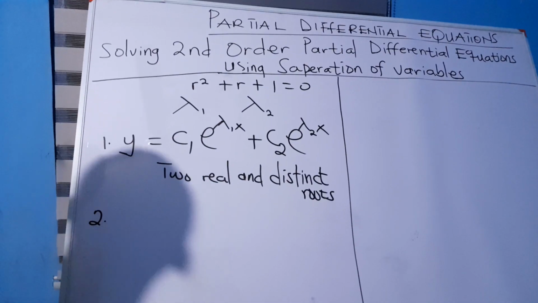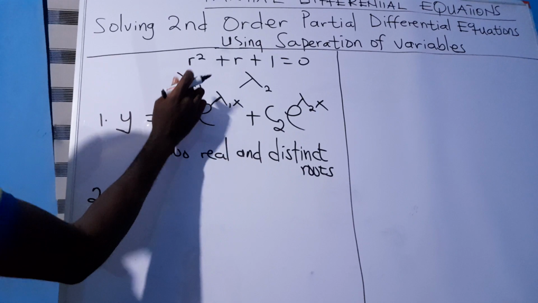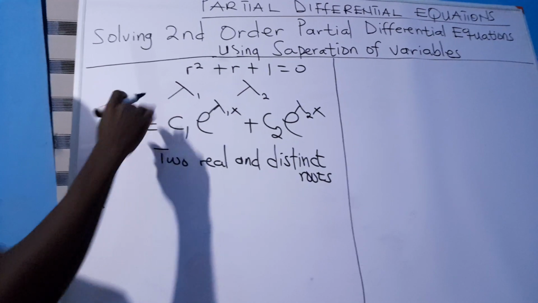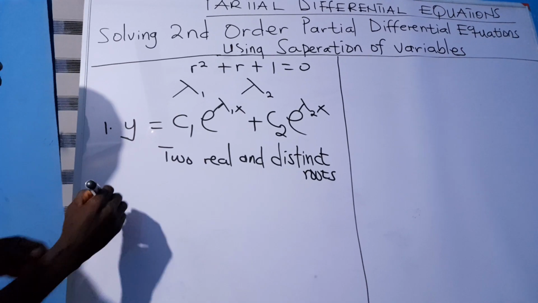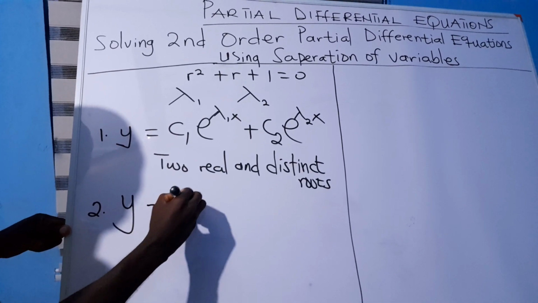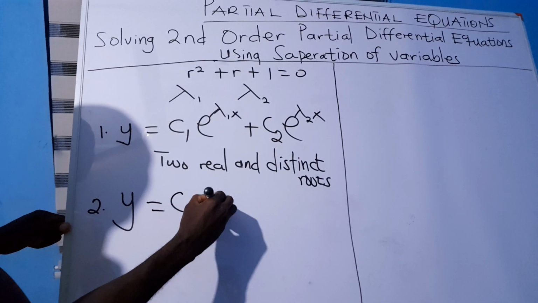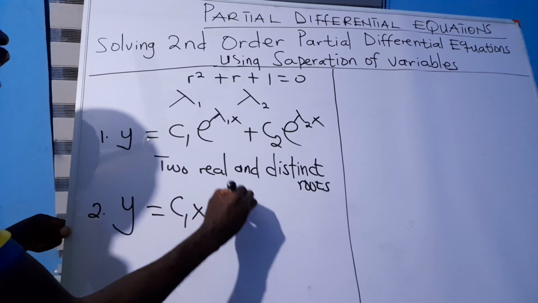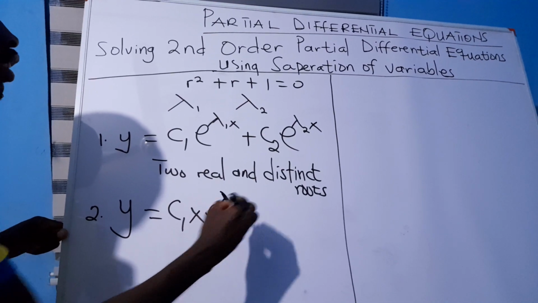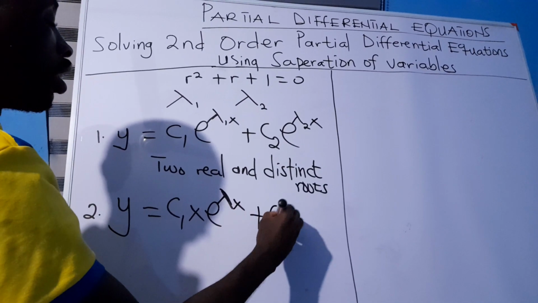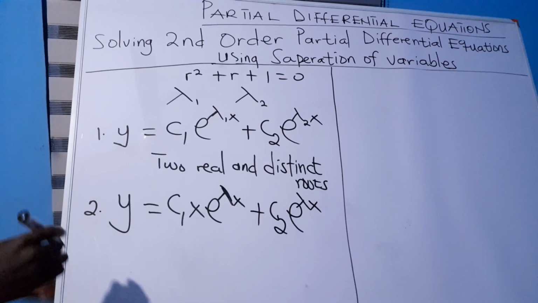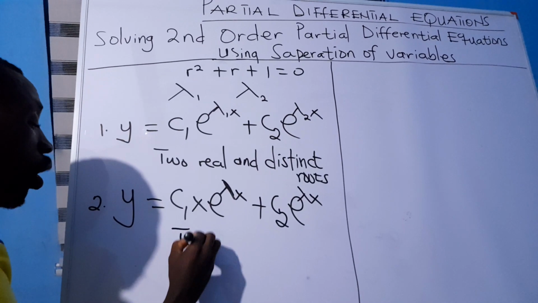The second one, we can have a situation where our lambda 1 is equal to lambda 2. So then it becomes a repeated root. And when it is a repeated root, our complementary solution y will be equal to c1 x e exponent alpha x, since they are equal, then plus c2 e exponent alpha x, if you remember very well. So this is for two repeated roots.